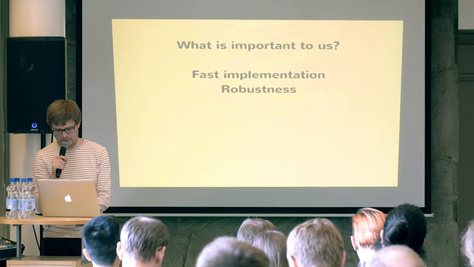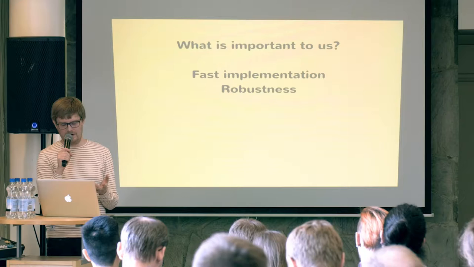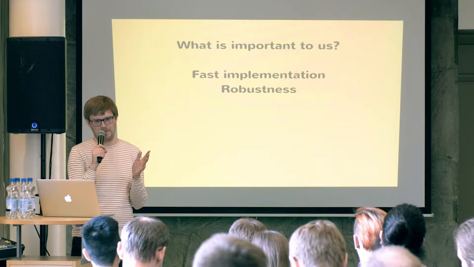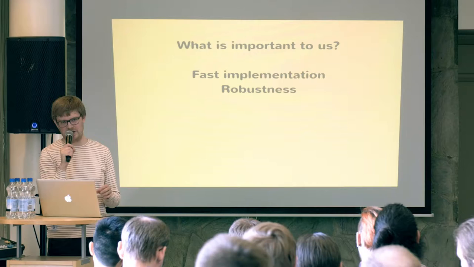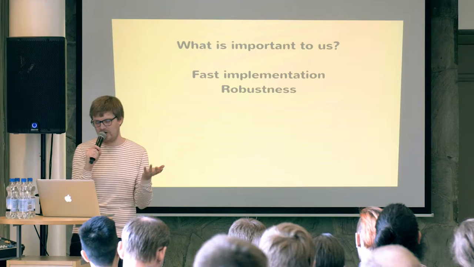Another important thing to us is robustness, because our algorithms make real decisions about large sums of money, and they have to do a reasonable thing even if they are faced with unexpected circumstances. We don't have super many customers. We have big customers, but not super many. But it's still not feasible to have a human sanity check every decision that the algorithms make.